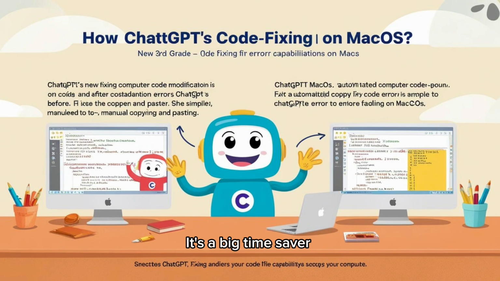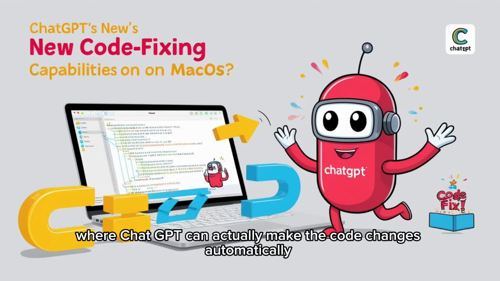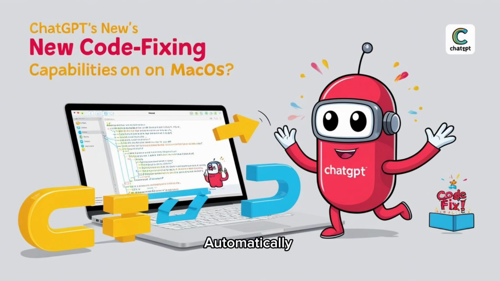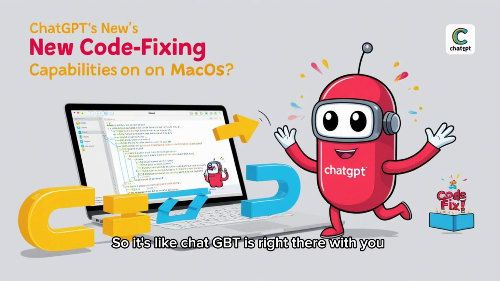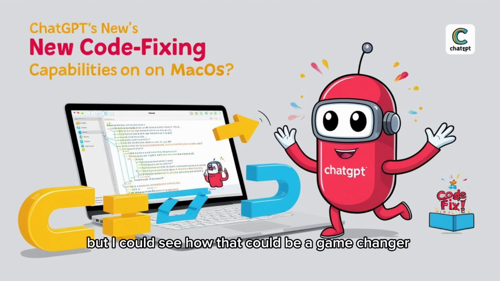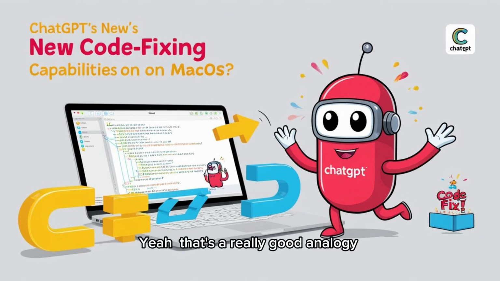Exactly. It's a big time saver. And it goes even further than that. There's this auto-apply mode where ChatGPT can actually make the code changes automatically. Wow, hold on. Automatically? Yeah. So it's like ChatGPT is right there with you, making the changes as you go. That sounds kind of like an AI pair programmer. I mean, I'm not a coder, but I could see how that could be a game changer. Yeah, that's a really good analogy.